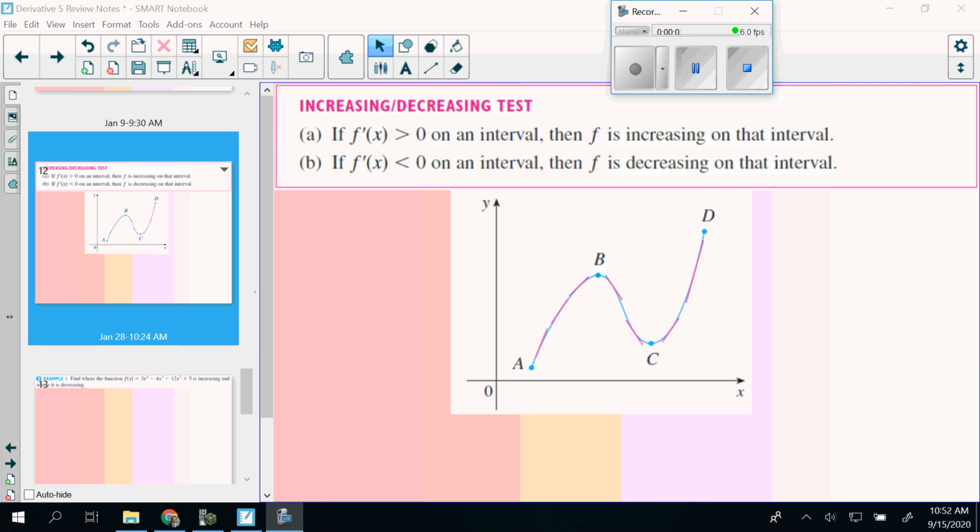All right, increasing, decreasing test. If your derivative is greater than 0 on an interval, then your function's increasing. If your derivative is less than 0 on an interval, it's decreasing. The reason is, again, remember, what does the derivative find? Rate of change or slope.